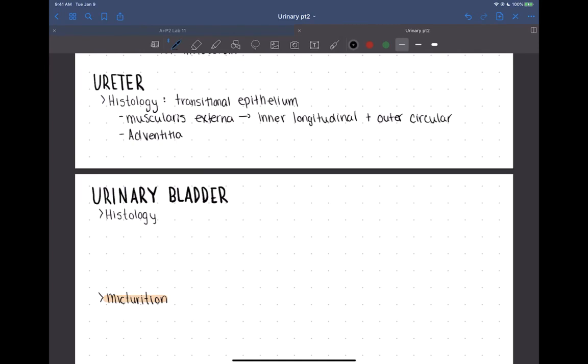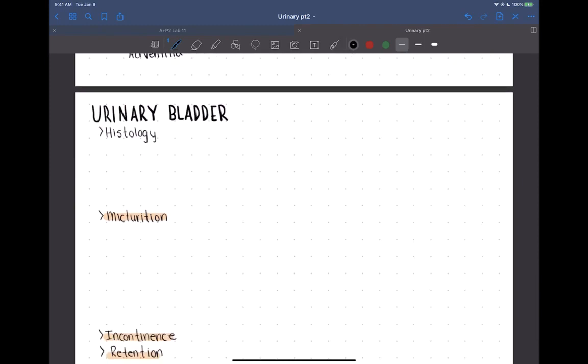From the ureter, the urine would enter the bladder. The bladder can hold approximately 500 milliliters of urine. It is made to stretch, so it contains rugae, just like the stomach, and those rugae allow the bladder to expand as it fills with urine. For the histology, just like the ureter, it's going to contain transitional epithelium in the mucosa.